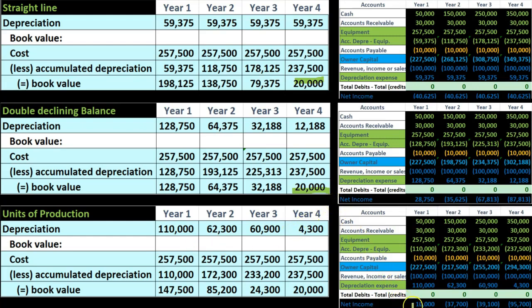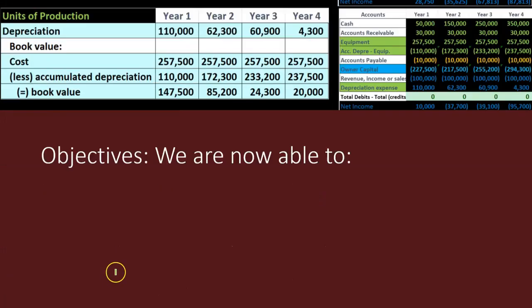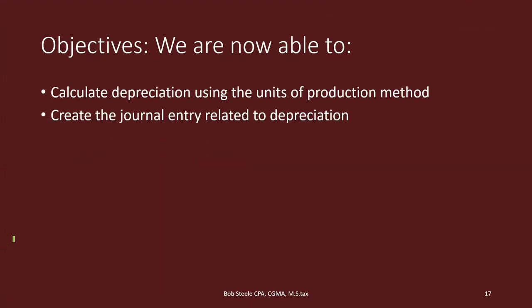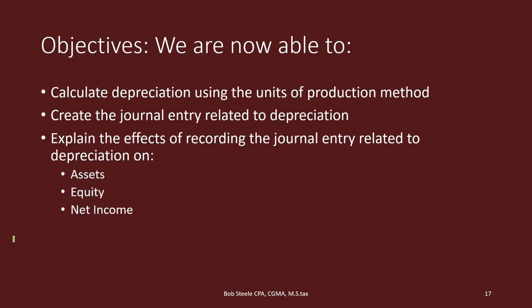We can see the effect on net income. The effect on net income in this case happens to be kind of in between the straight line and double declining. Doesn't necessarily have to be that way. That's just kind of the way it's worked out in this case. So we are now able to calculate depreciation using the units of production method, create the journal entry related to depreciation, and explain the effects of recording the journal entry related to depreciation on assets, equity, and net income.